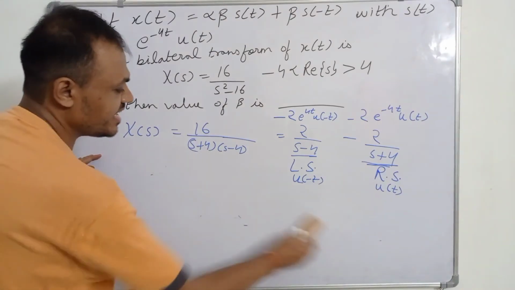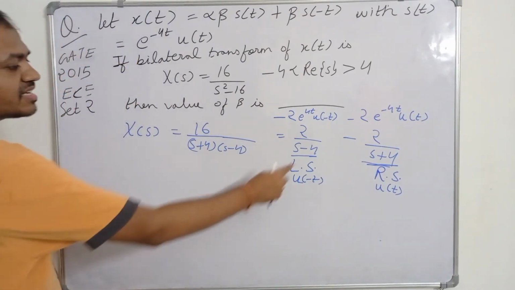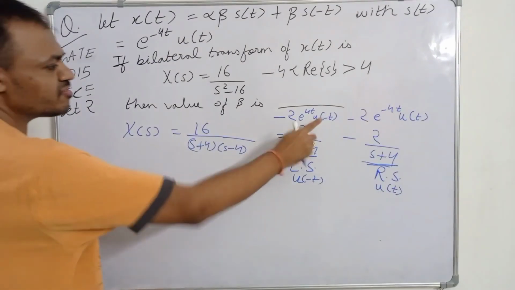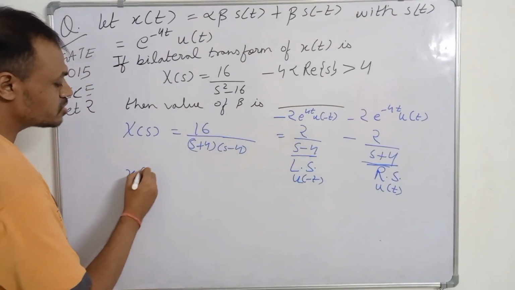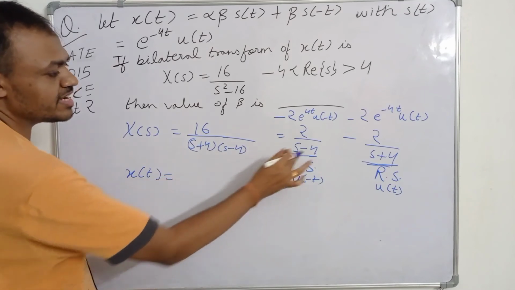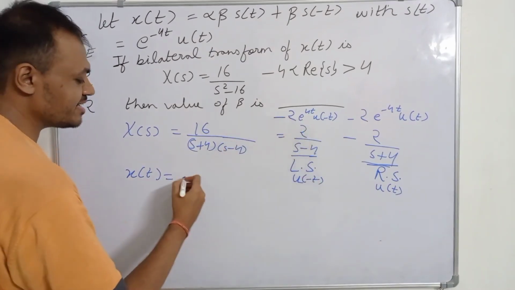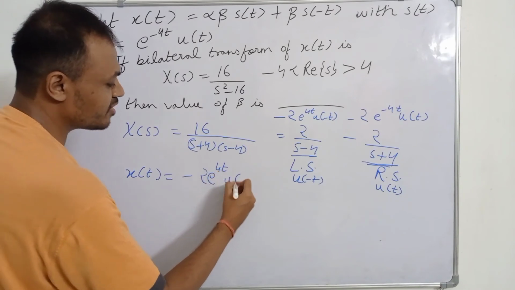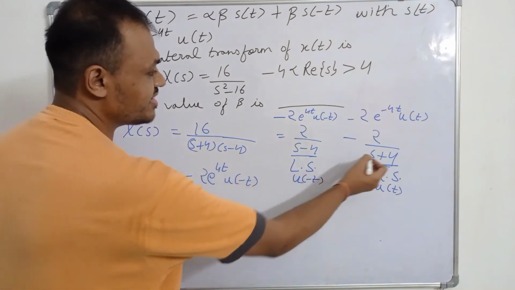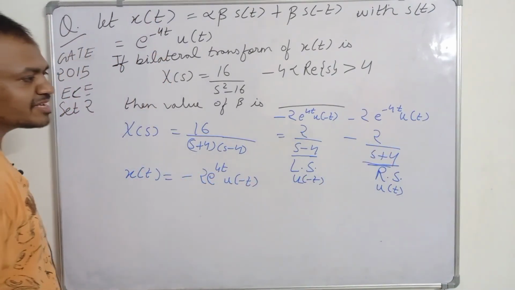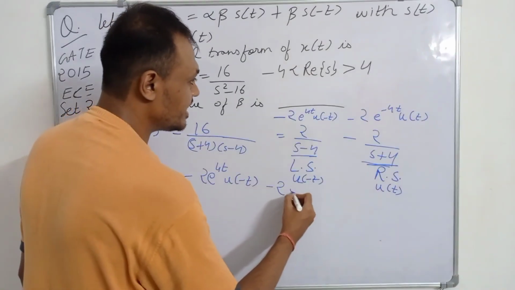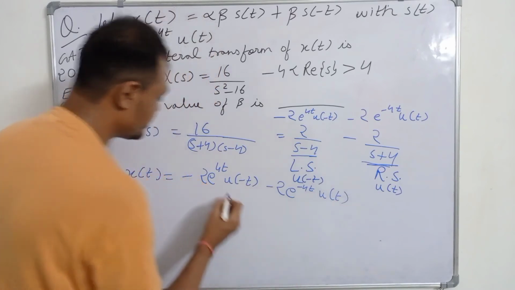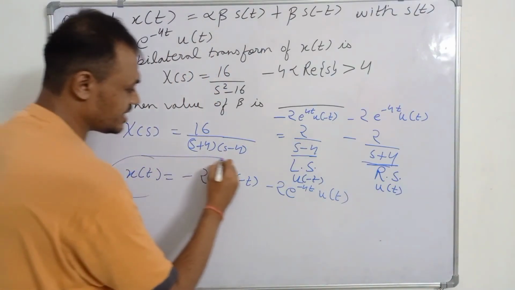So x of t will be equal to the inverse Laplace transform for this signal, which is minus 2 e to the power 4t u of minus t, and the inverse Laplace transform for minus 2 upon s plus 4 is minus 2 e to the power minus 4t u of t. So this is the full signal.